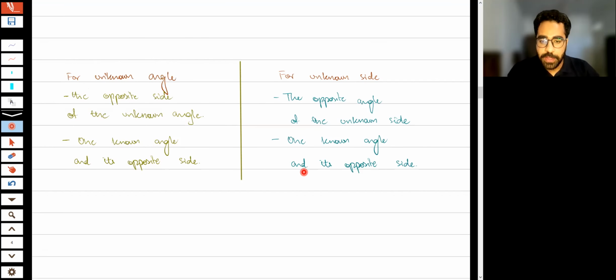For an unknown side, I should know the angle opposite to it, and I should also know a known angle and its opposite side. That's it for the sine rule.